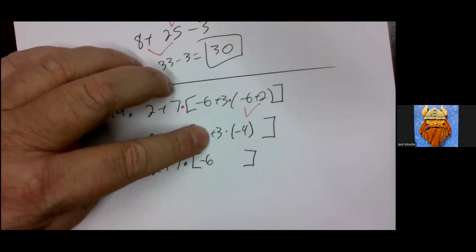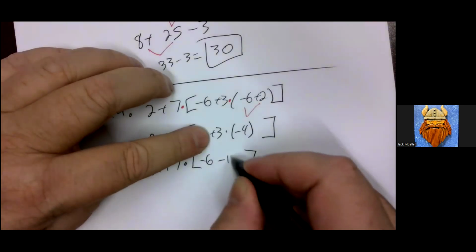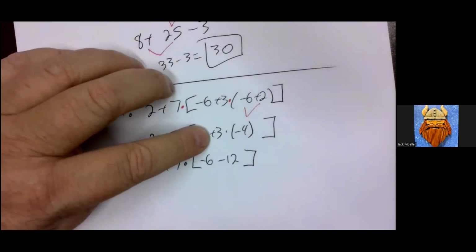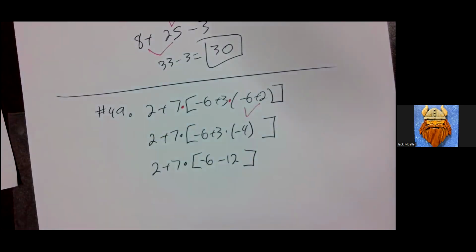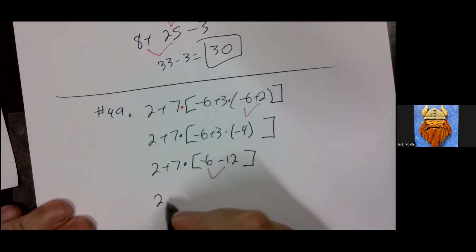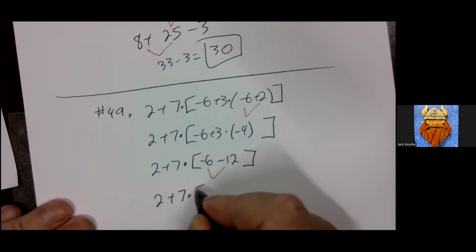And so what we're going to write on the next line is negative 6 minus 12. So when you're talking about the multiplication, say positive, negative. When we're talking about add, subtract, that converts down to plus or minus. Okay. Now we're getting close to the bracket. We're still working inside, so keep that 2 plus 7 times.